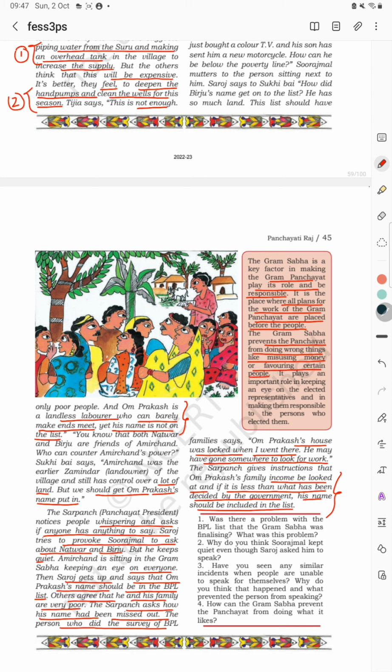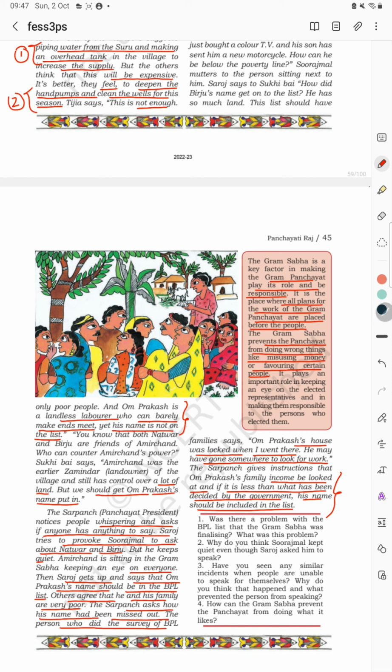As we have seen, the name of Om Prakash was missing from the list despite his being very poor. So members of the Gram Sabha prevent the Gram Panchayat from doing wrong. They could not raise their voices against wealthy members who were included in the below poverty line list because they were very powerful people. But they raised their voices for the people who were supposed to be included in the list but were missed out for some reason.